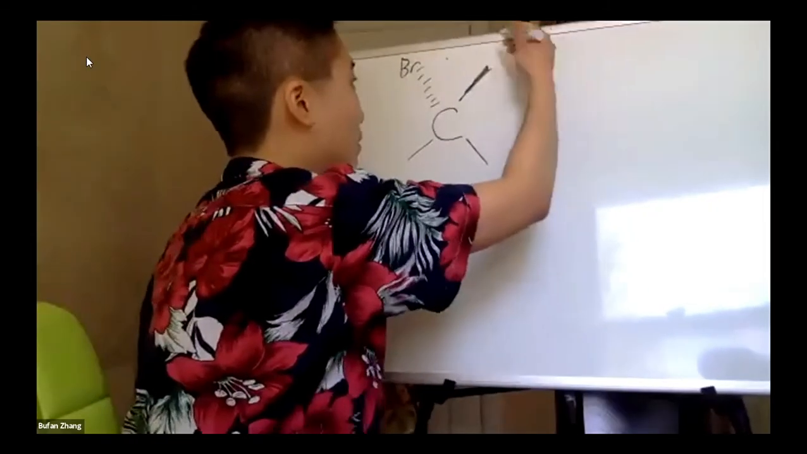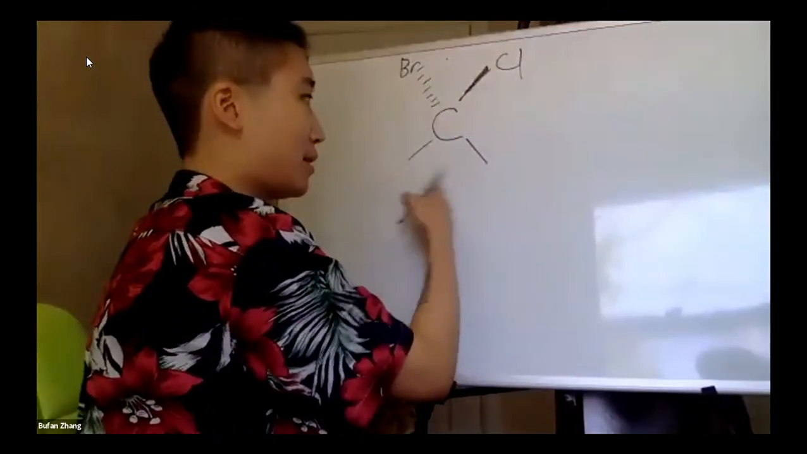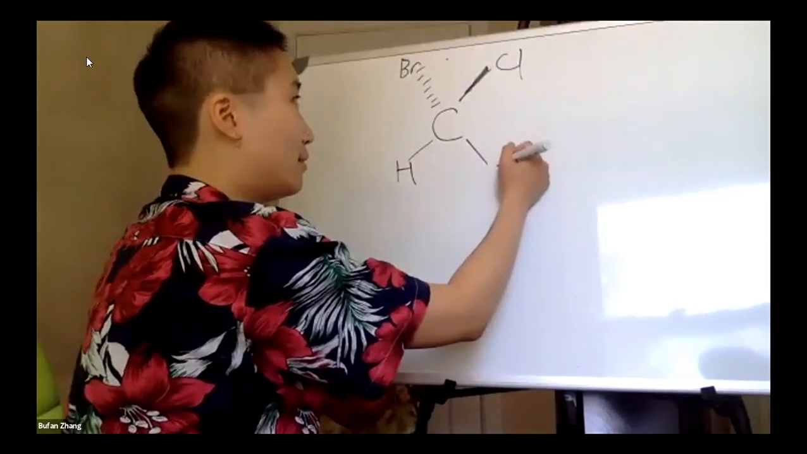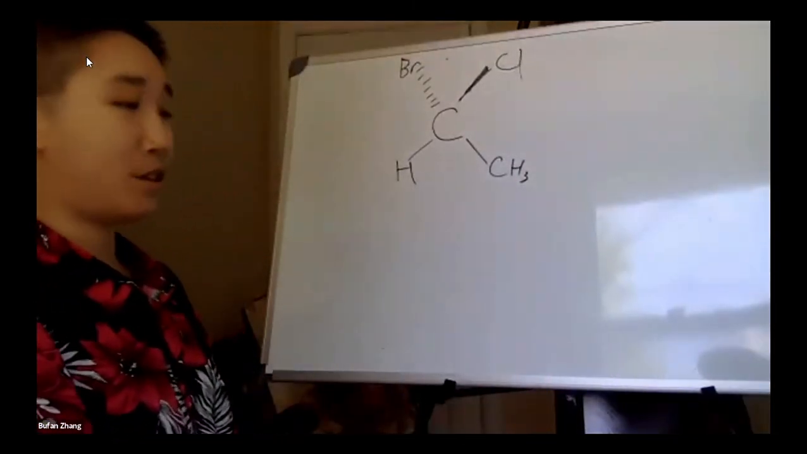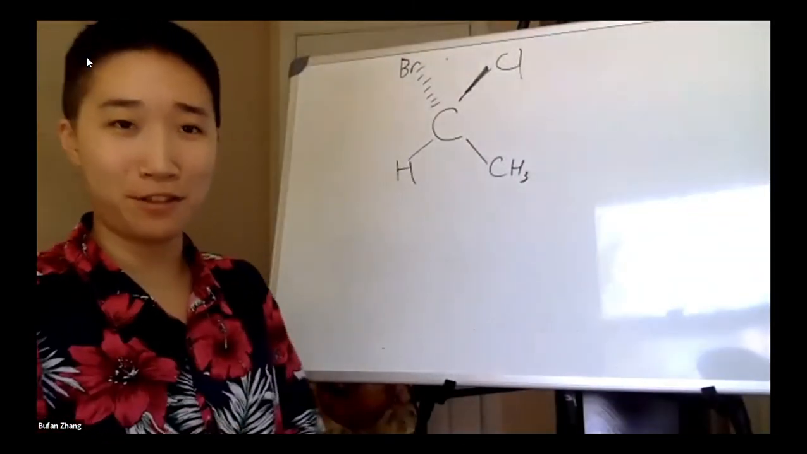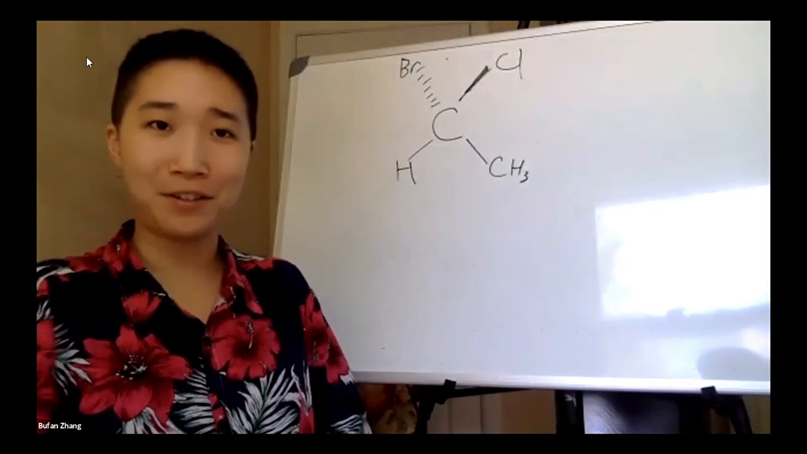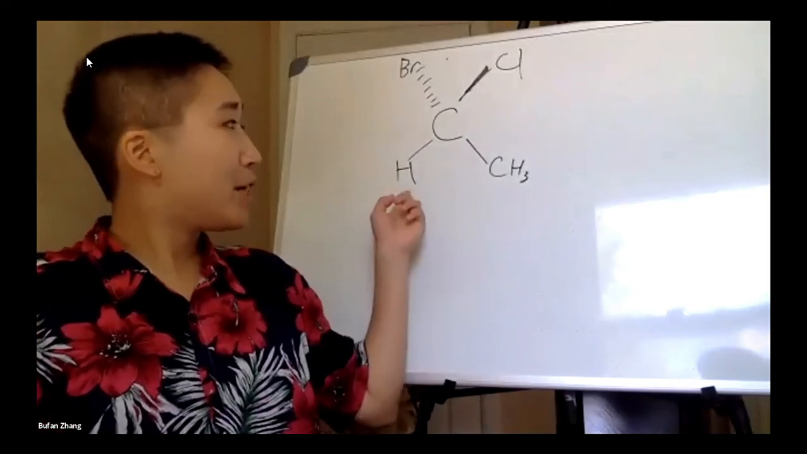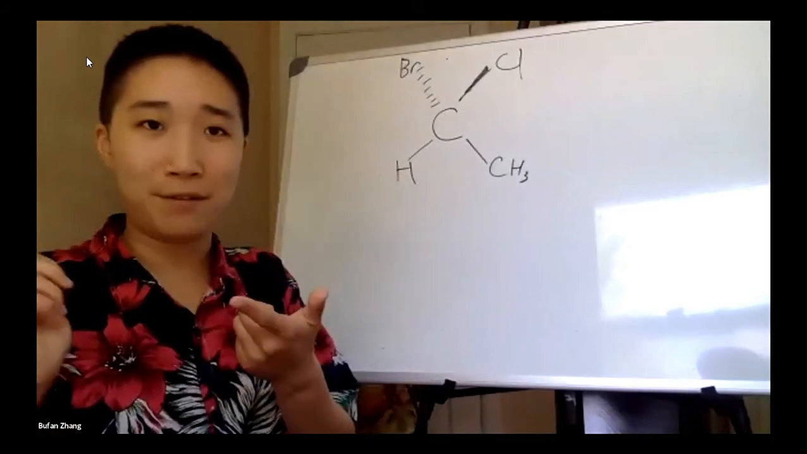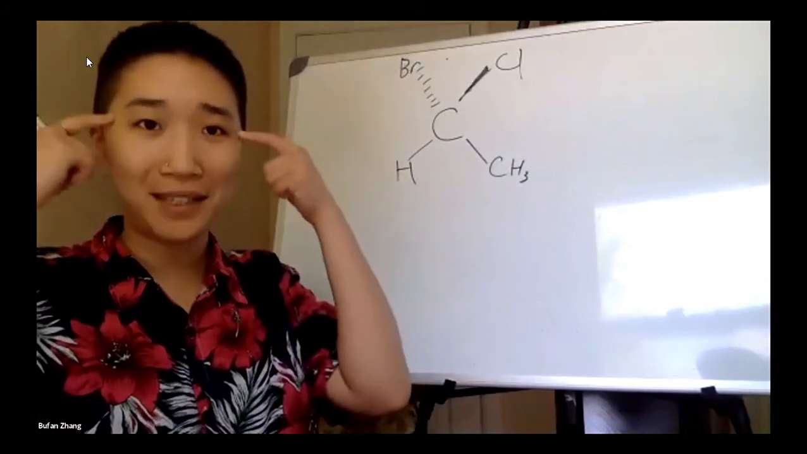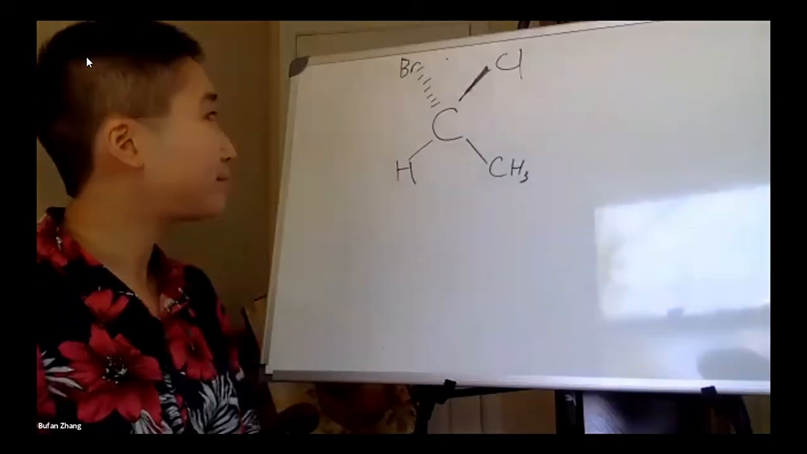Okay. Chlorine, bromine, and what else? What's on the left? Hydrogen. What about the right? And a methyl, CH3. Okay, so let's start ranking. This is the most difficult situation that you will ever encounter, in which the lowest priority is in the plane of the board. So we cannot use the normal method. We cannot use the flip method. You've got to do it in your head or draw it out.